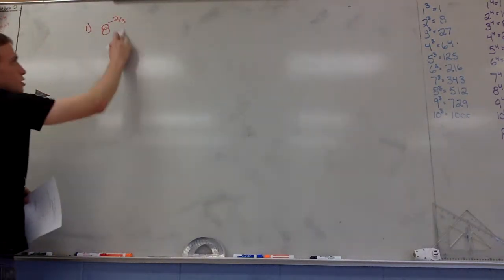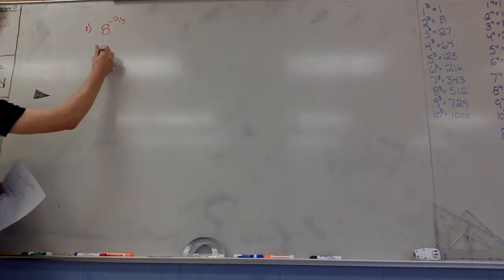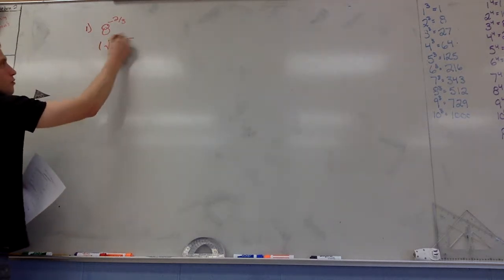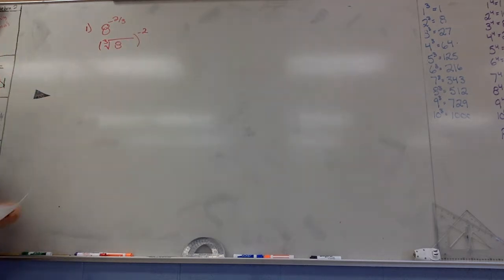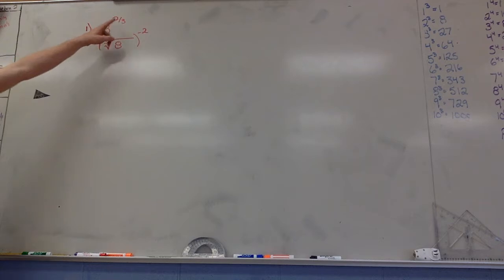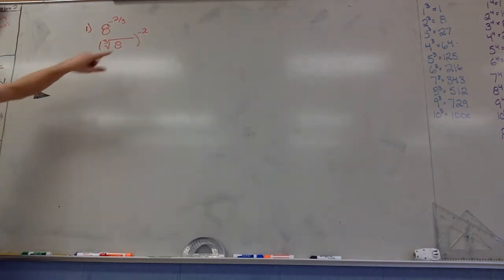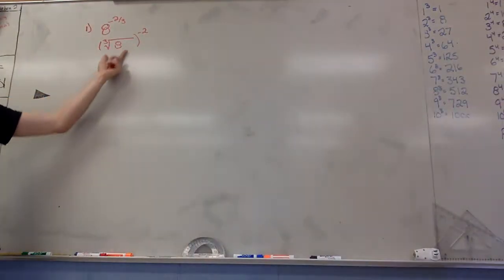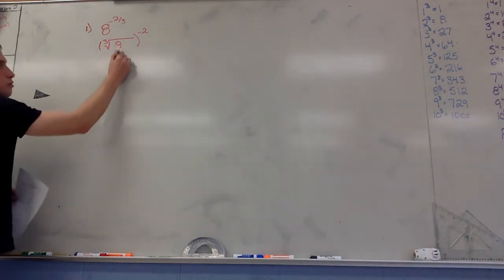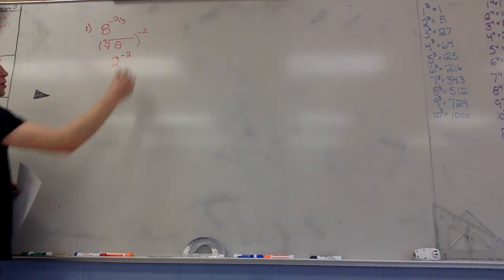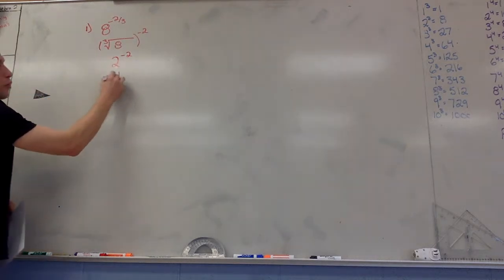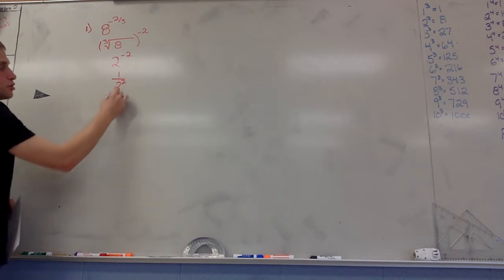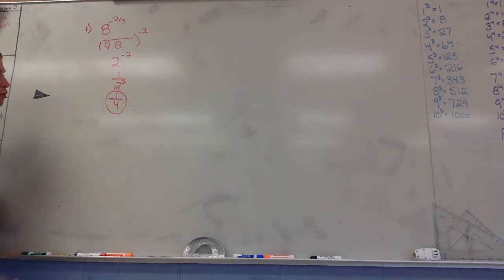So what we got to notice is we have 2/3. We can rewrite this as the cube root of 8 to the negative 2. Now the denominator is always our root, the numerator is always our exponent, and then we just simplify this. The cube root of 8 we can simplify to 2, to the negative 2. Now, the negative is going to flip it. So I'm going to have 1 over 2 squared, which is 1/4. So that's the answer to number 1.